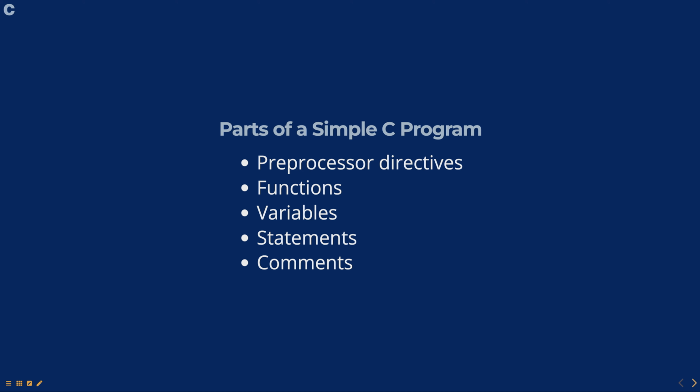Variables. Variables are used to store data in a C program. They are declared with a specific data type and have a name that is used to refer to them.